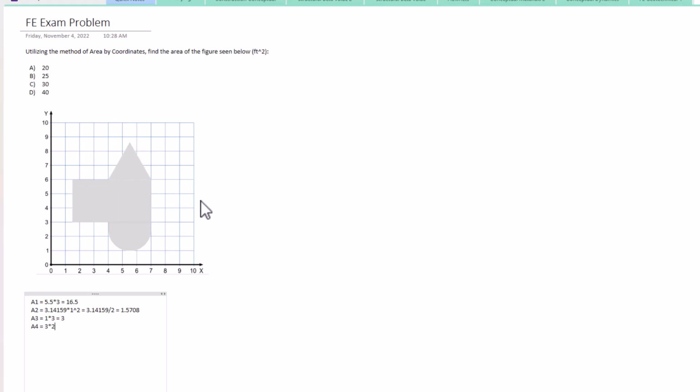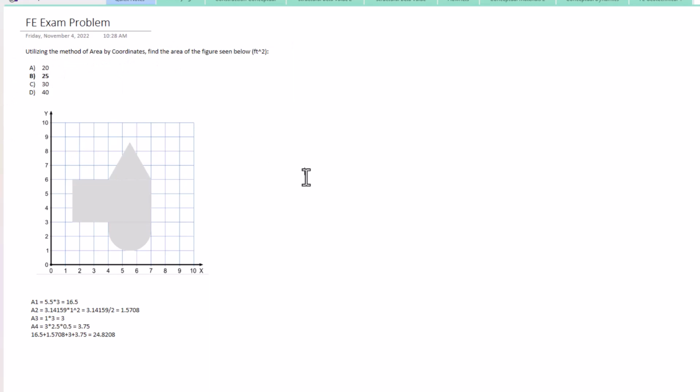So if we go 3 times 2.5 times 0.5, we get 3.75, and now we need to total all these areas together. So 16.5 plus 1.5708, just for accuracy's sake, and then we have 3, and then plus 3.75. And now we get 24.828, so it looks like the answer is B in this case.